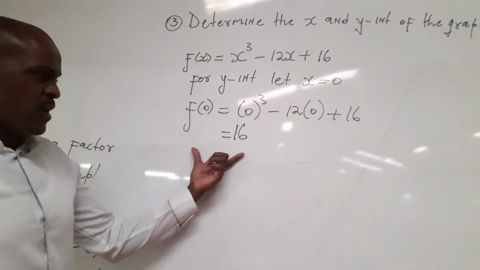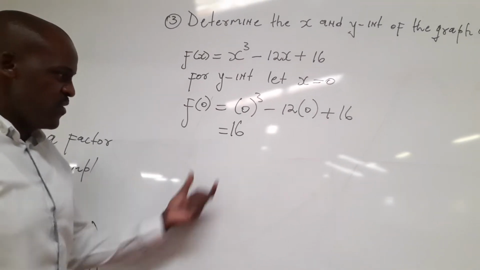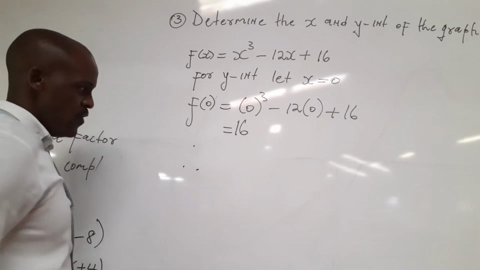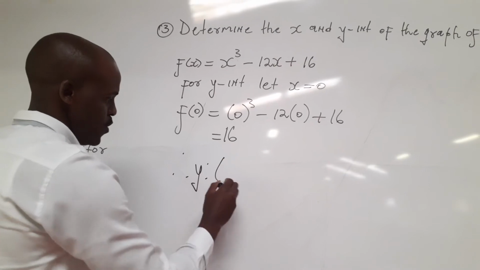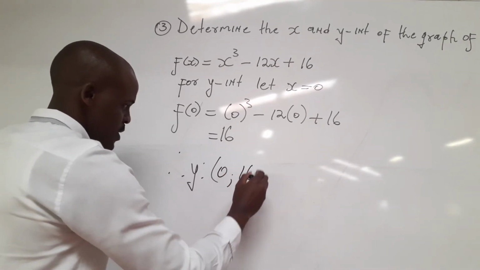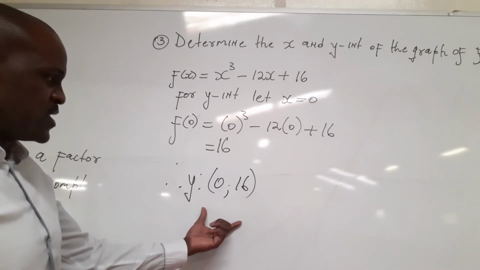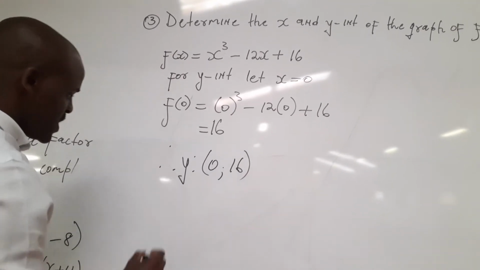Right? We are to find the y-intercept. Therefore, our y-intercept will be this point, 0 is to 16. That's our y-intercept because it's a point. It's 0 is to 16. Let's find the x-intercept.